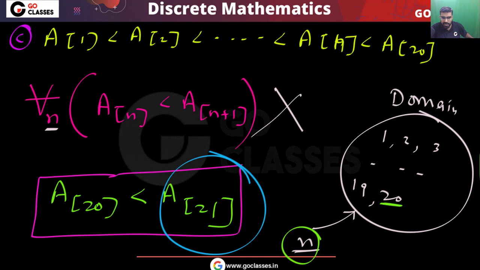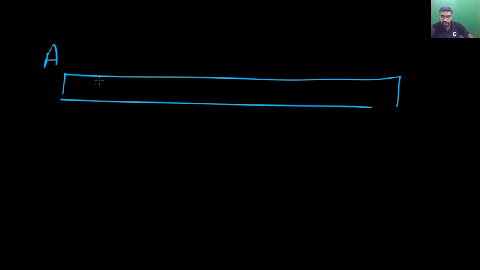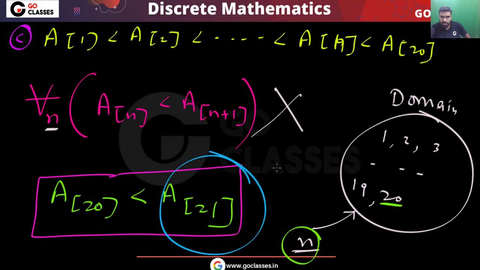Your array has only 20 elements. If you notice, this array A has only 20 elements, from A1 to A20. These are the only elements. We don't have A21. There is no A21. So this A21 is illegal, or I can say this is invalid.